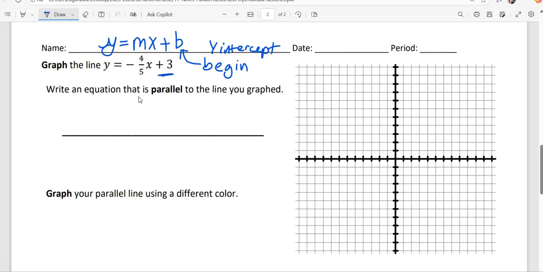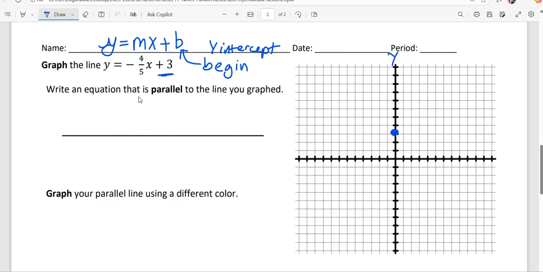So let's plot this 3 on the y-axis. Here's y. Put a point at 3. 1, 2, 3. Everyone good with the y-intercept goes first? Then you're going to use that slope. Then you're going to rise over run from here. b is where you begin. m is the next thing. m is where you rise over run, left to right.